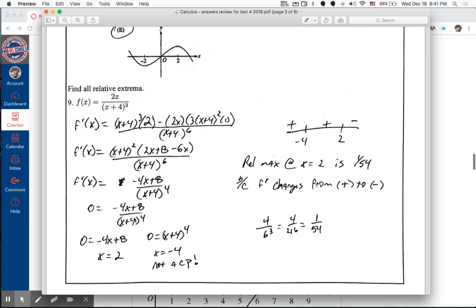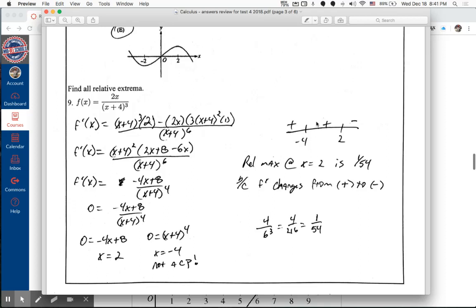Set that equal to 0. Set the top equal to 0, which gives me 2. I set the bottom equal to 0, which gives me negative 4. Notice that I said it's not a critical point. Remember, if you get a potential critical point from the denominator of the derivative, you have to check it and make sure it doesn't cause you issues back in the original. If I plug negative 4 back in the original, it makes my original undefined. So if it makes the derivative undefined and the original undefined, it's not a critical point.